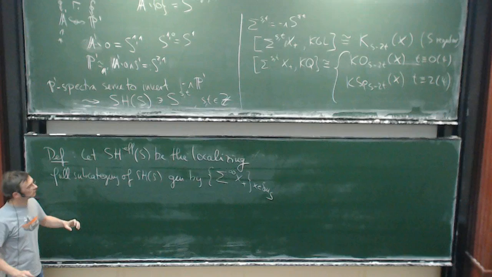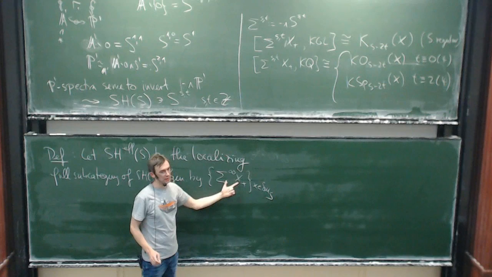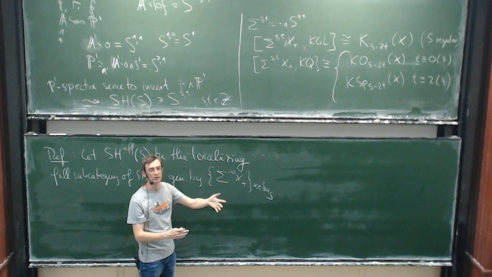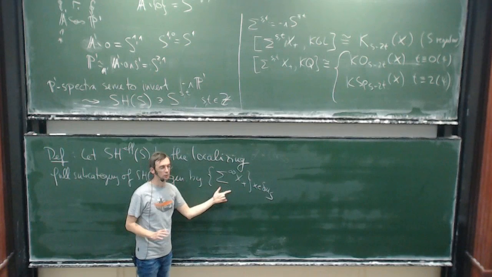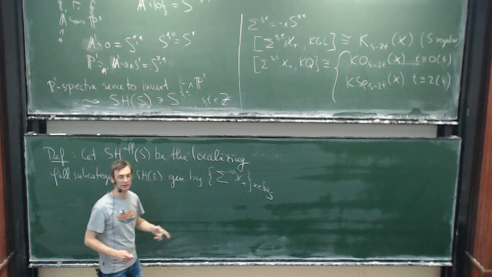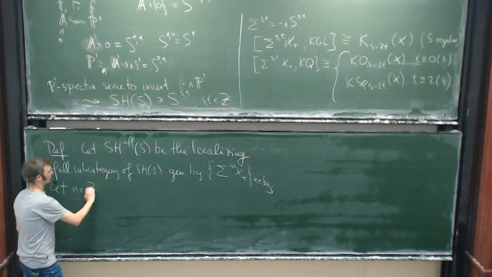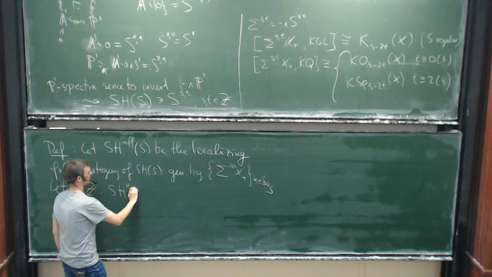So this process of inverting P1 tells us basically that if you take suspension spectra of smooth schemes as well as their desuspensions with respect to P1, they generate the whole category. And here I'm just looking at this chunk where I do not allow the desuspensions with respect to P1. I allow desuspensions with respect to S1, the usual circle. So this here is a triangulated subcategory, and it's not all of the motivic stable homotopy category. In fact, I can take any integer n, and I can define SH^{eff}(n)(S).